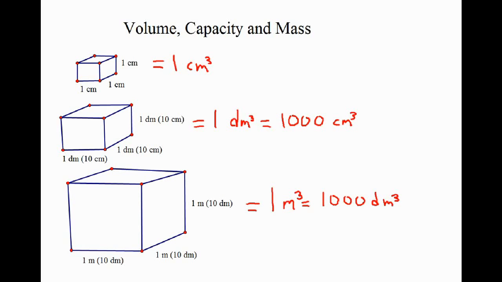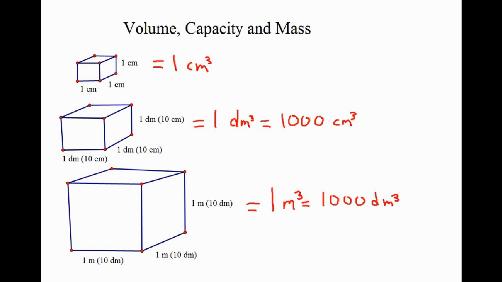The next thing we're going to talk about with measurement are units of volume, capacity, and mass. We've already talked a little bit about units of volume, and here I've got a few examples. The first unit of volume is centimeters cubed, and a centimeter cubed, of course, is a cube. That's 1 centimeter by 1 centimeter by 1 centimeter.